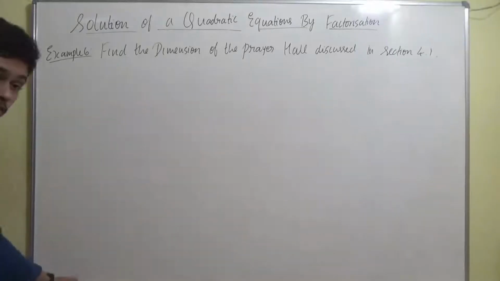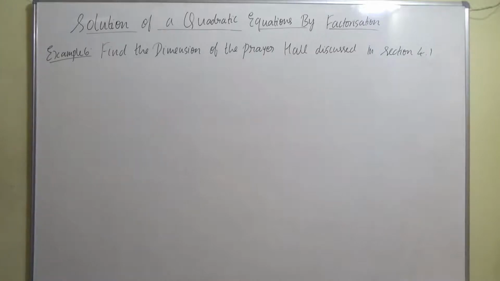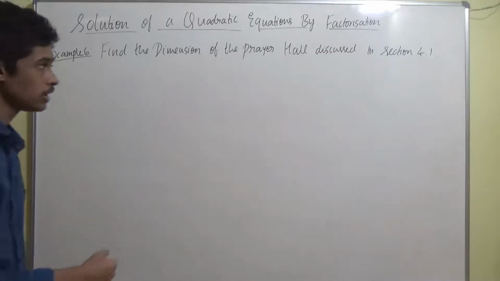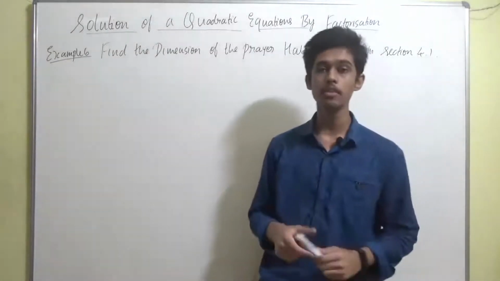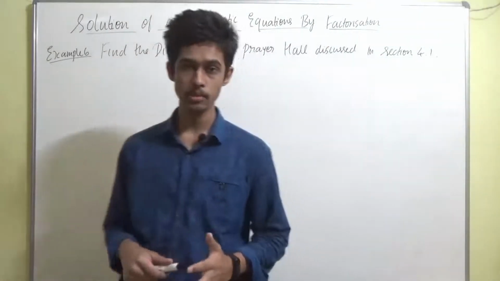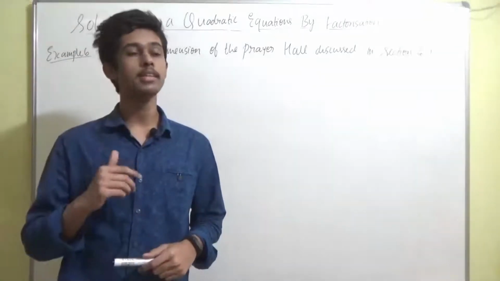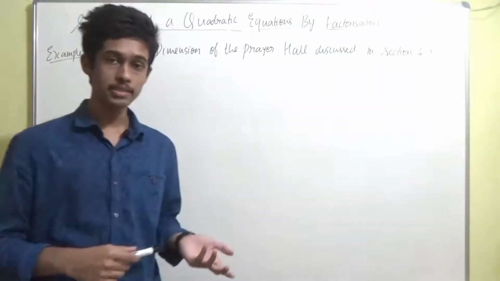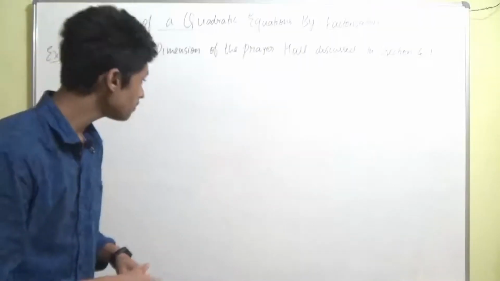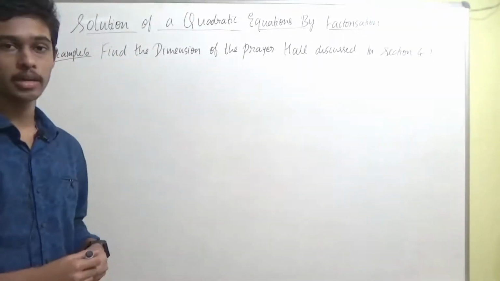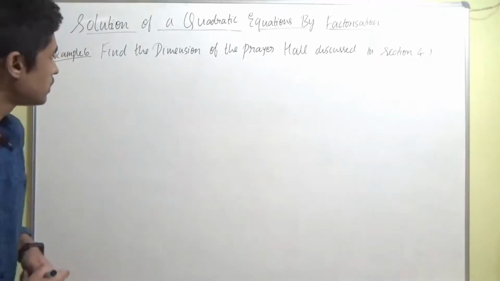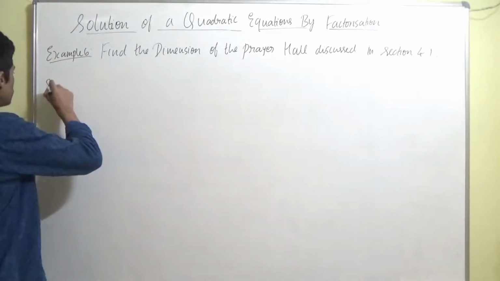Okay guys, now let's go to example 6. Example 6 says find the dimension of the prayer hall discussed in section 4.1. If you remember guys, we discussed in 4.1, there was an example, right? There was a question which said the length of the prayer hall is twice plus 1 the breadth of the prayer hall, and the area of the prayer hall is 300 meters square. They asked us to find the breadth. Correct. I'll tell you guys how to do it.